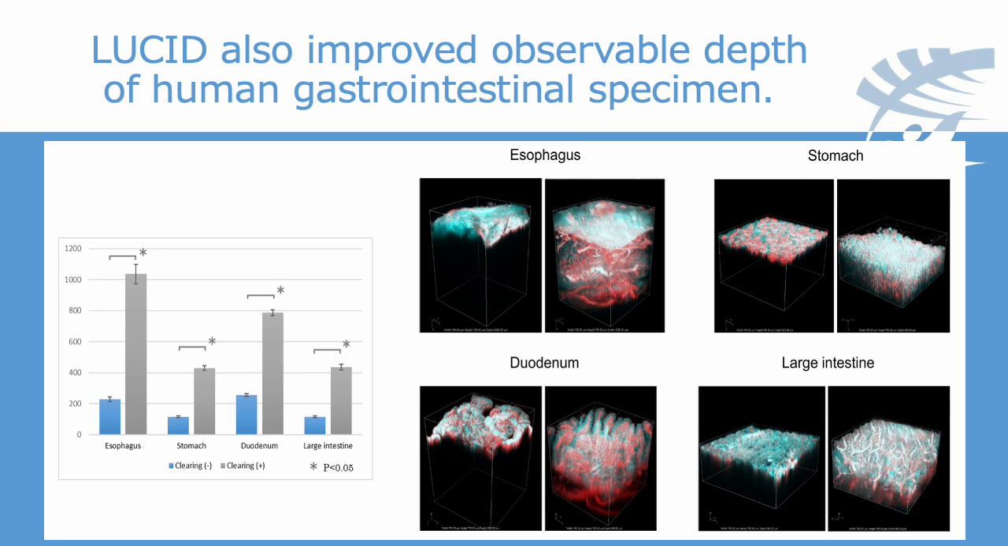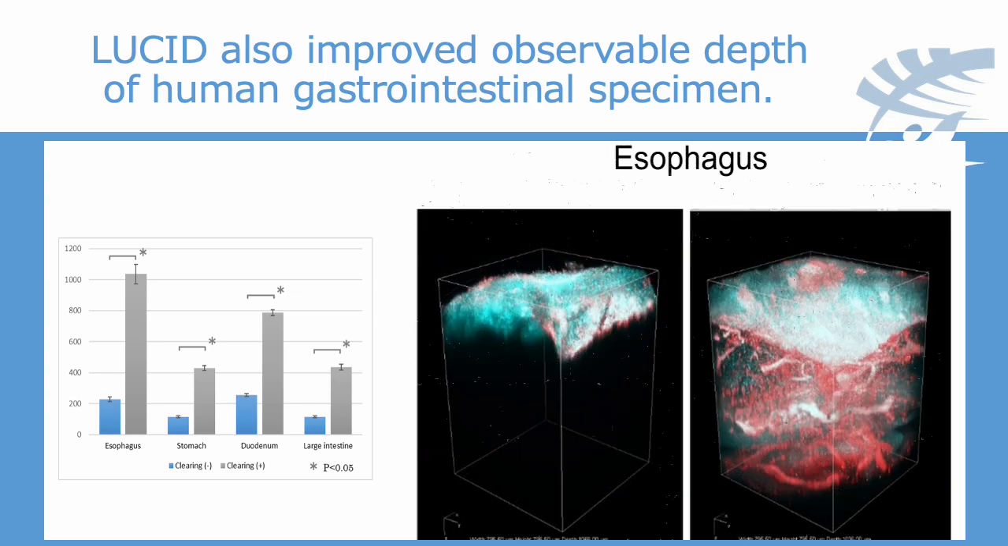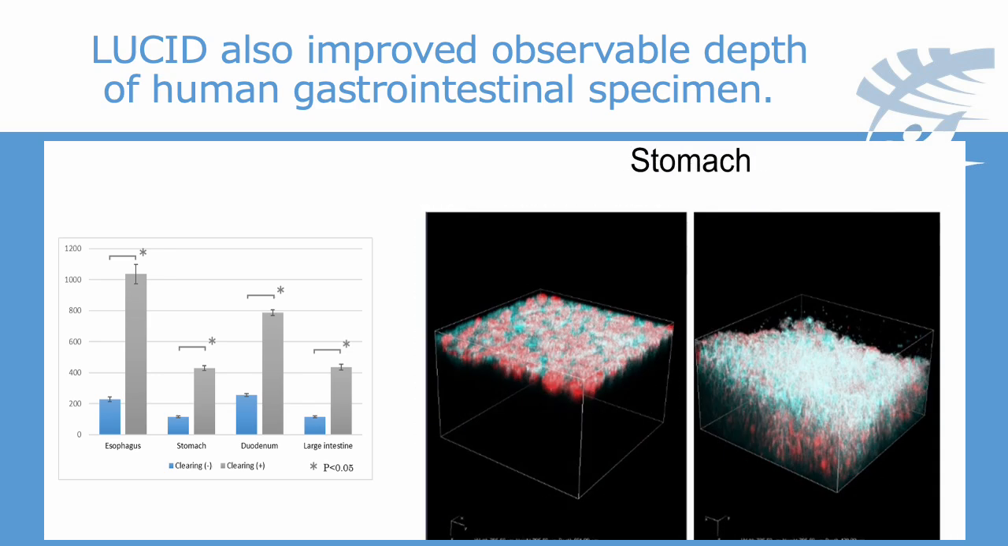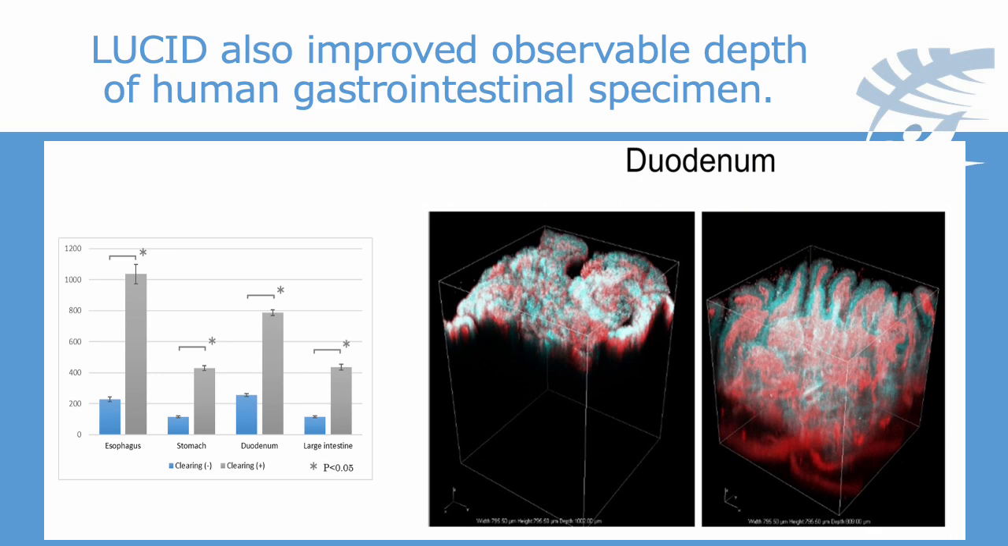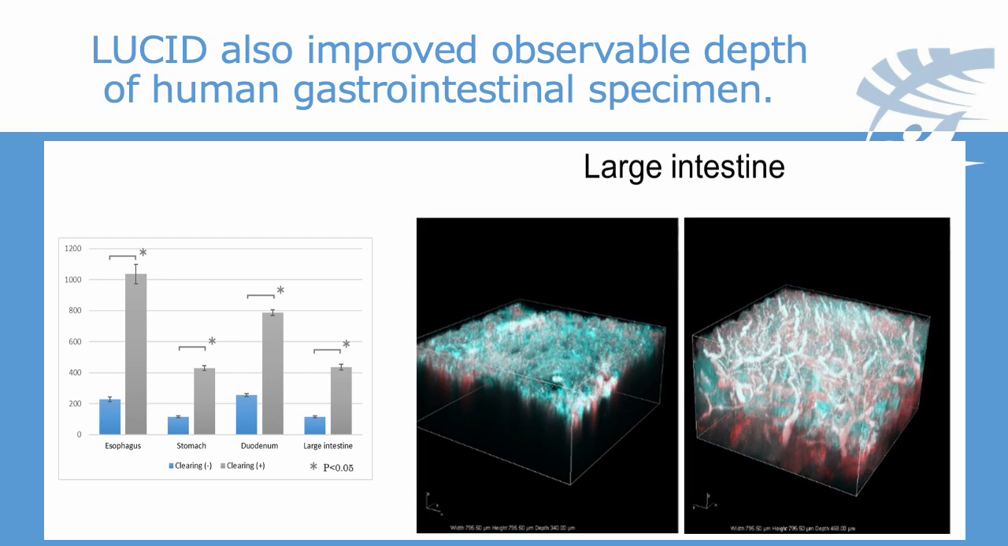Here are the results of the observation depth. As with the porcine specimen, you can see that the observation depth of the esophagus, stomach, duodenum, and large intestine has been greatly improved. In particular, the esophagus can be observed down to around 1,000 micrometers, allowing detailed observation of deep vascular structures.